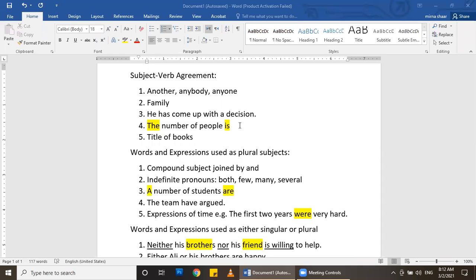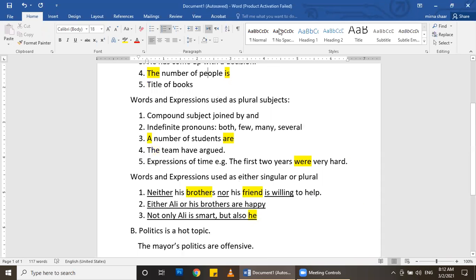No. Great. Also, we have certain expressions that are always considered as what? As plural subjects. First of all, we have the compound subject, joined by the word and. Be careful, I'm only talking about compound subjects joined by the word and. When two subjects are joined by the word and, you have to always consider them as plural.